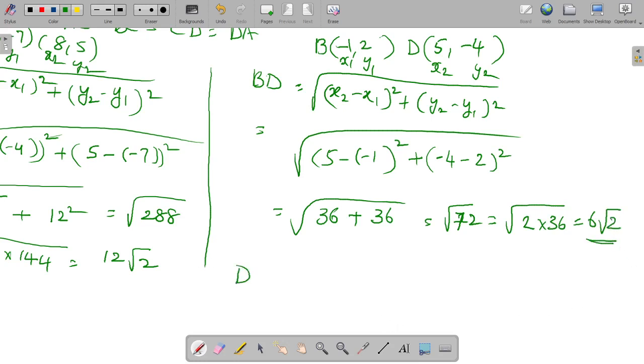Therefore, D1 is not equal to D2. D1 is nothing but diagonal 1, and diagonal 1 and diagonal 2 are not equal. Therefore, it is a rhombus. If D1 is equal to D2, what happens? It becomes a square.